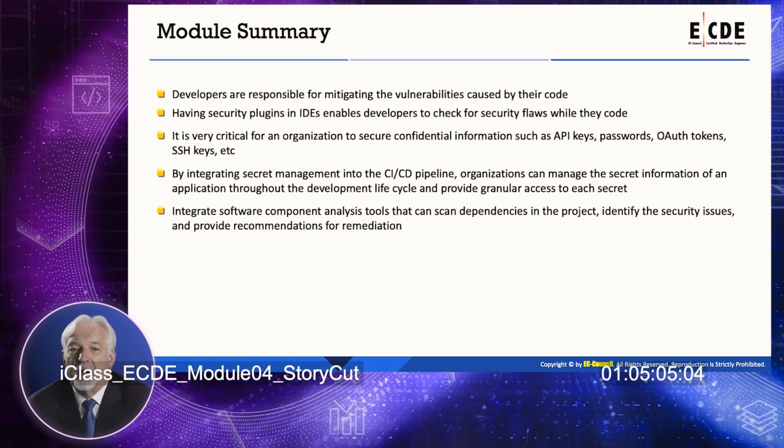So let's go through a real quick module summary with what we've talked about. Developers are responsible for mitigating the vulnerabilities caused by their code. Having secure plugins in the development environments enables developers to check for security flaws while they code. It's very critical for an organization to secure confidential information, such as API keys, passwords, zero auth tokens, SSH keys, etc. By integrating secret management into the CI/CD pipeline, organizations can manage the secret information of an application throughout the development lifecycle and provide granular access to each secret.